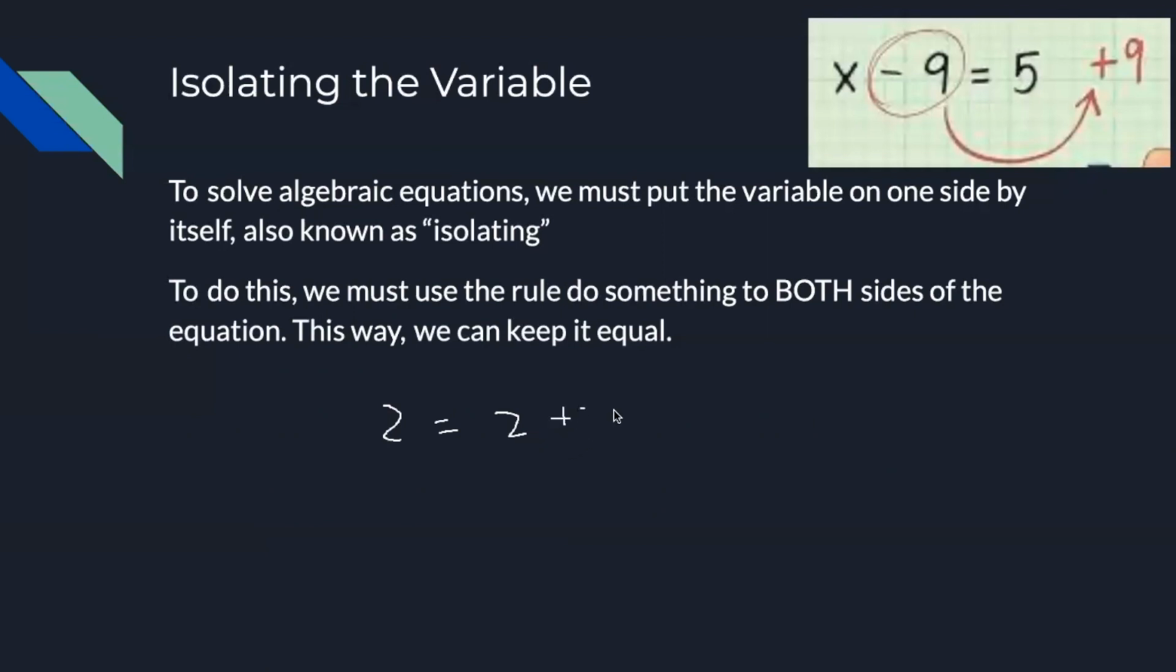Let's say we add 3 on both sides. We can add 3 and add 3. So we're doing the same on both sides. We're adding 3 on both sides, and this will still give us 5 equals 5, which is still true, right? So this is still true.